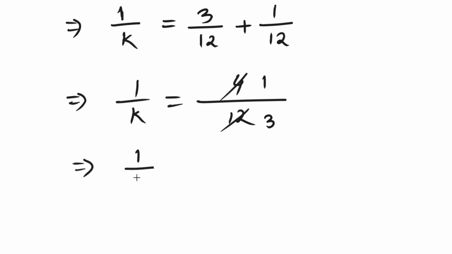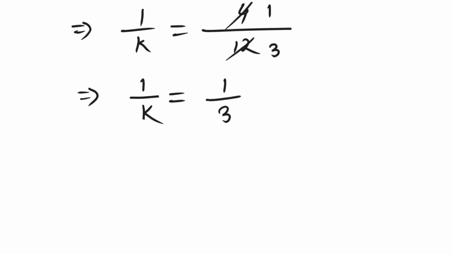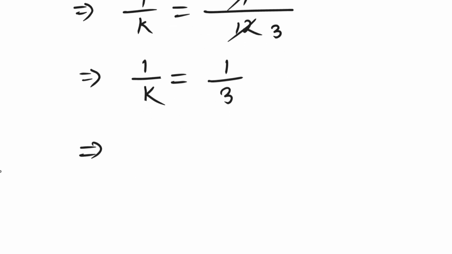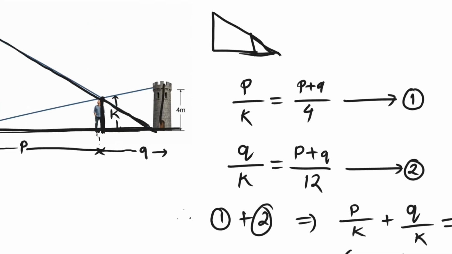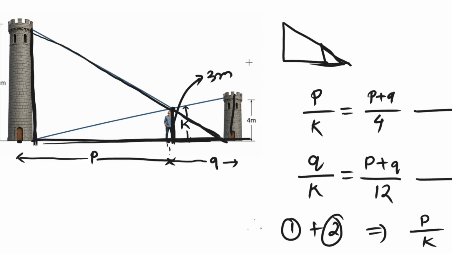So now we have 1 divided by K equals 1 divided by 3. To isolate K, we take the reciprocal of both sides. The reciprocal of 1 divided by K is K, and the reciprocal of 1 divided by 3 is 3. Therefore, K equals 3. That means the height of the person is 3 meters.